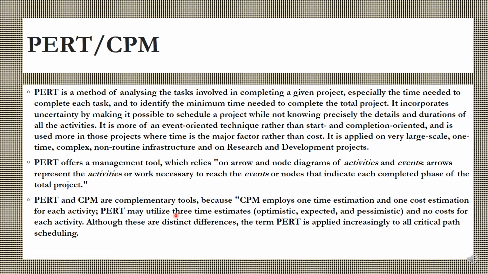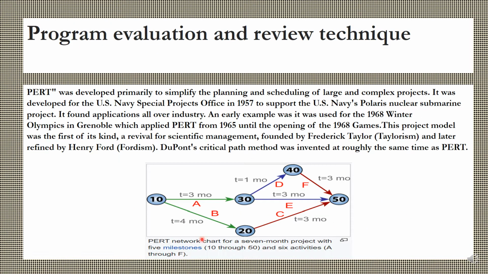PERT and CPM are complementary tools because CPM employs one time estimate and one cost estimate for each activity. PERT may utilize three time estimates: optimistic, expected, and pessimistic, and no costs for each activity. Although these are distinct differences, the term PERT is applied increasingly to all critical path scheduling. Now you can see this PERT diagram I was telling you about. These arrows are activities and these nodes are the goals, the aims.